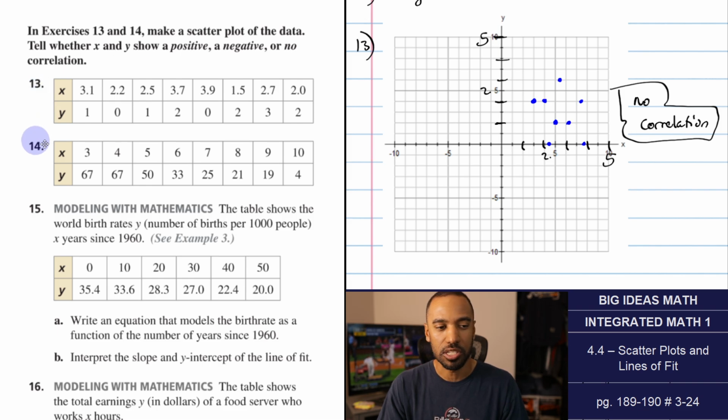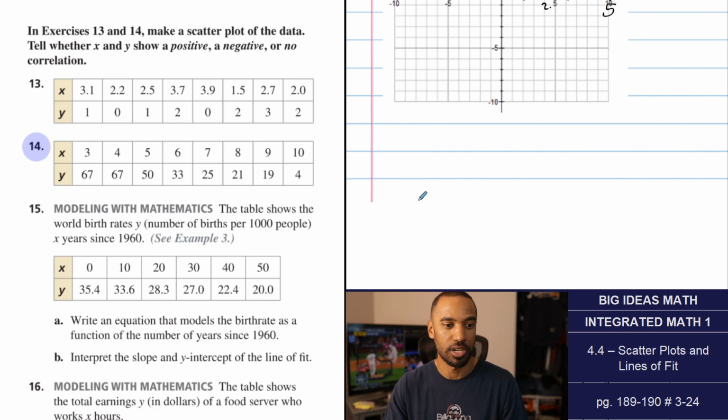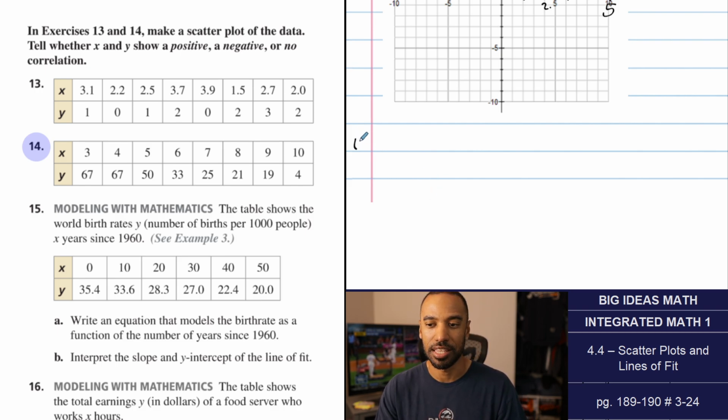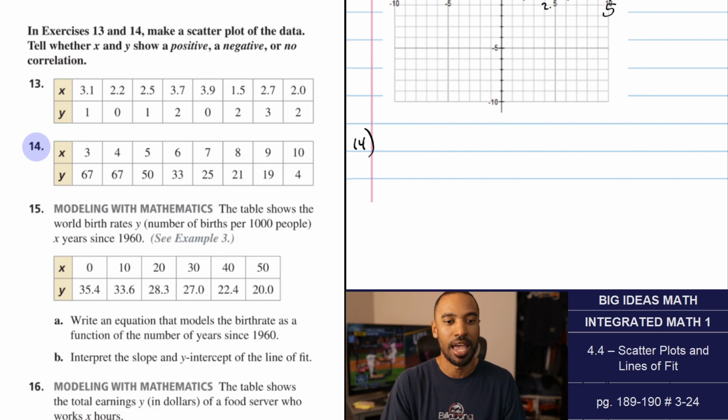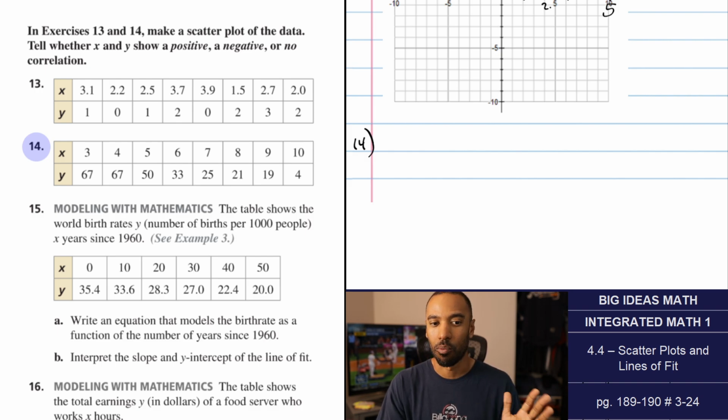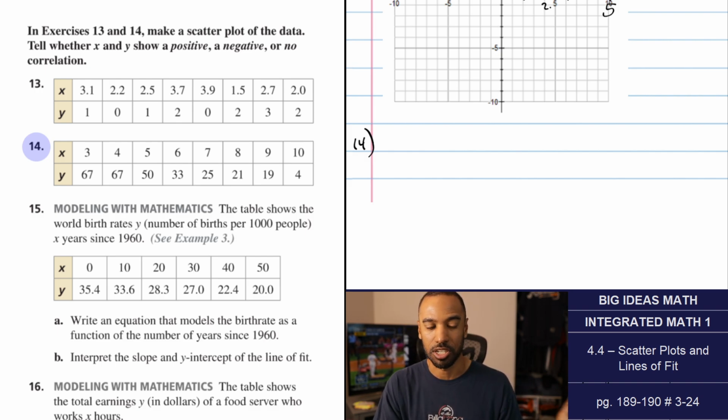Number 14, I'm hoping to see something that's not no. And in fact, this actually does. Speaking of what I just mentioned, look at your x's and your y's in the table itself and tell me what you see. X's are increasing. The y's as a trend are decreasing. Despite the fact the first two are the same, I'm going to guess this is a negative correlation. It just kind of makes sense here.